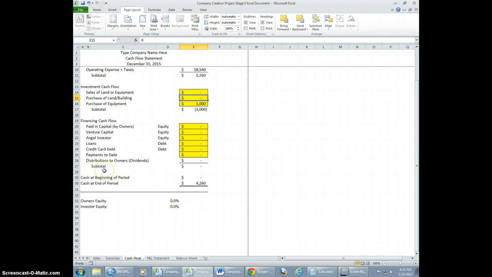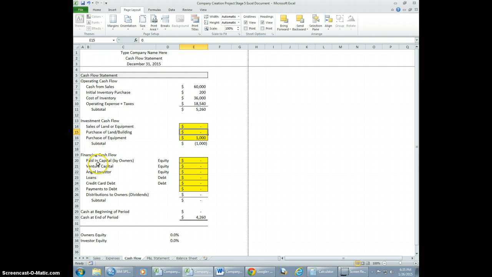The final component of your cash flow statement is called your financing cash flow. That's cash that's either flowing into or out of your company as it relates to capital that you've raised, either by yourself as an owner or investors.